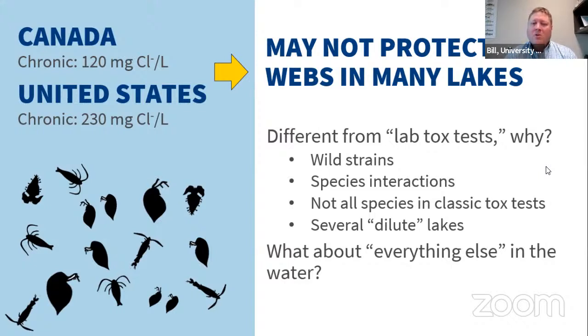And then just one other thing to think about is, what about everything else in the water? What I've shown you here is just about salt, right? But we know there are PFAS, microplastics, invasive species, and other pollutants in freshwater ecosystems. And so that's one question that we also work on, the interactive effects of different, what we would call, stressors.